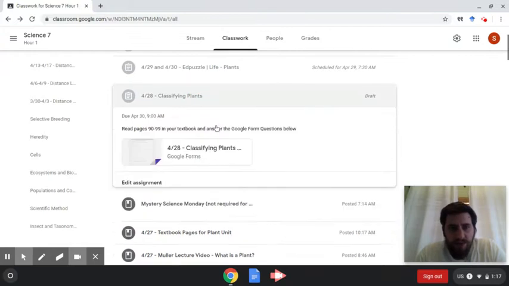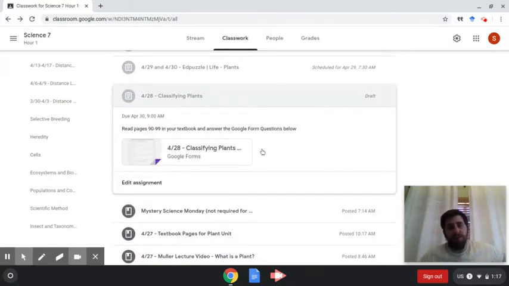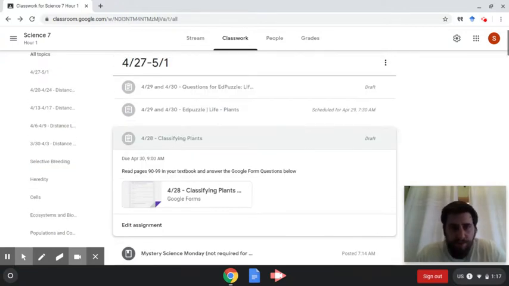Today's assignment will be classifying plants. So pages 90 to 99 in your textbook. I'm going to read those in just a second, like I said, and then you're going to go in nice and easy to the Google form.